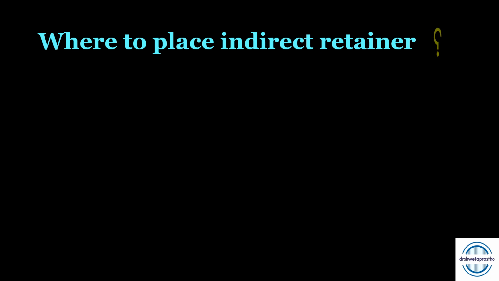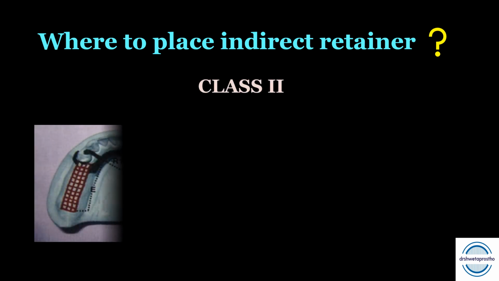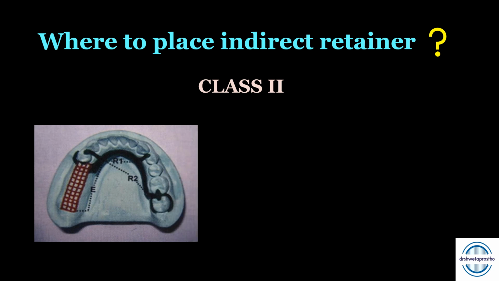Now, where to place the indirect retainers in class 2? We all know that class 2 is a unilateral edentulous case. The fulcrum line passes from the distal occlusal rest, and it will be diagonal. So the occlusal rest on the mesial of the first premolar, in this case, will be perpendicular and far away from the fulcrum line, and it will act as the indirect retainer.